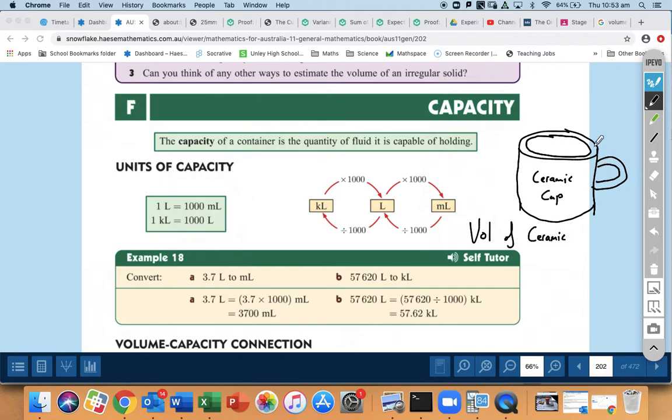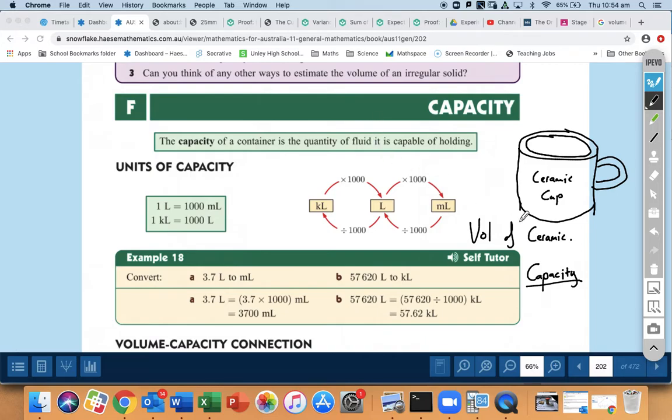You could think about the volume of ceramic that made the cup, right? So what's the volume of the material that I would have to make the cup, as opposed to the capacity, right? What this means is how much liquid does the cup actually hold. So the book says the capacity of a container is the quantity of fluid that it can hold. And there's a difference between volume and capacity.